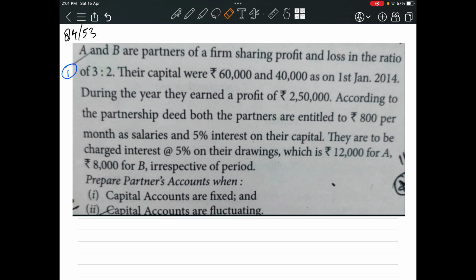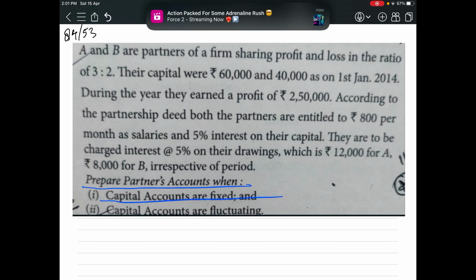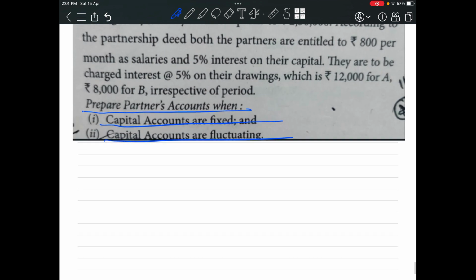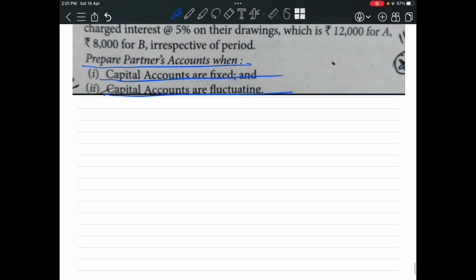Now let's try to solve this question. What is the requirement of the question? We have to prepare partners' capital accounts when capital accounts are fixed and when capital accounts are fluctuating. So let's start preparing our capital account.